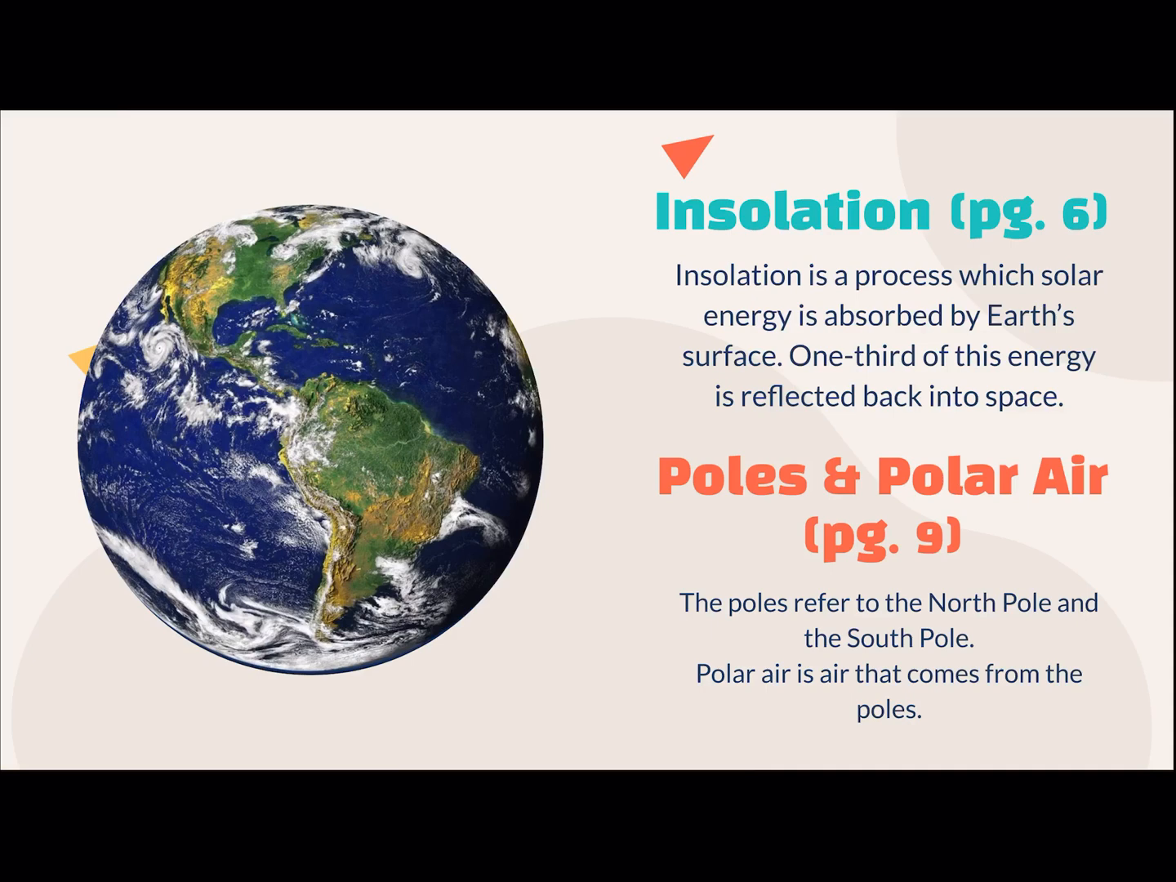And then we have poles and polar air. So the poles just refer to the North Pole and the South Pole, which are on opposite ends of our globe. And polar air is just air that comes from these two poles.